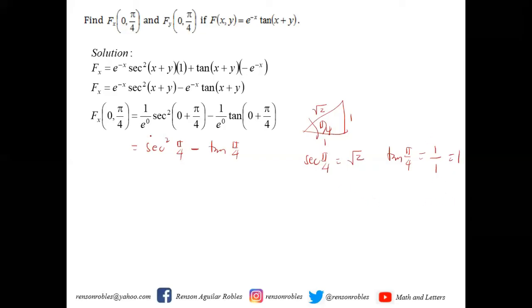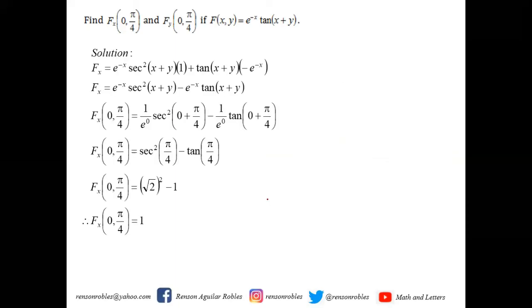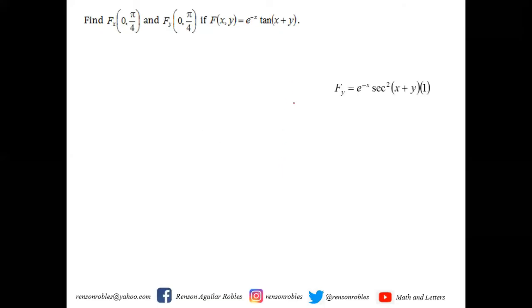And then therefore, secant squared pi over 4 minus tangent pi over 4 can be written this way: square root of 2 squared minus 1, which is equal to 2 minus 1, and therefore f sub x of 0, pi over 4 is equal to 1. Okay, and we have this. That's 1.